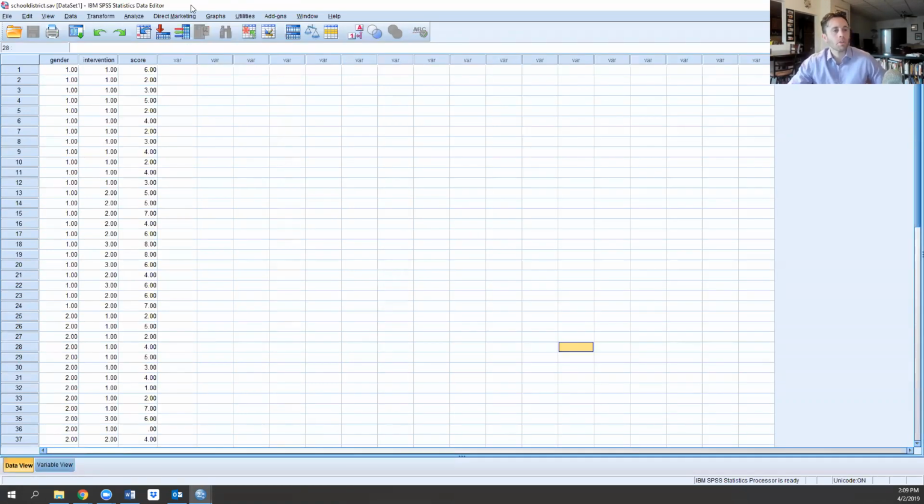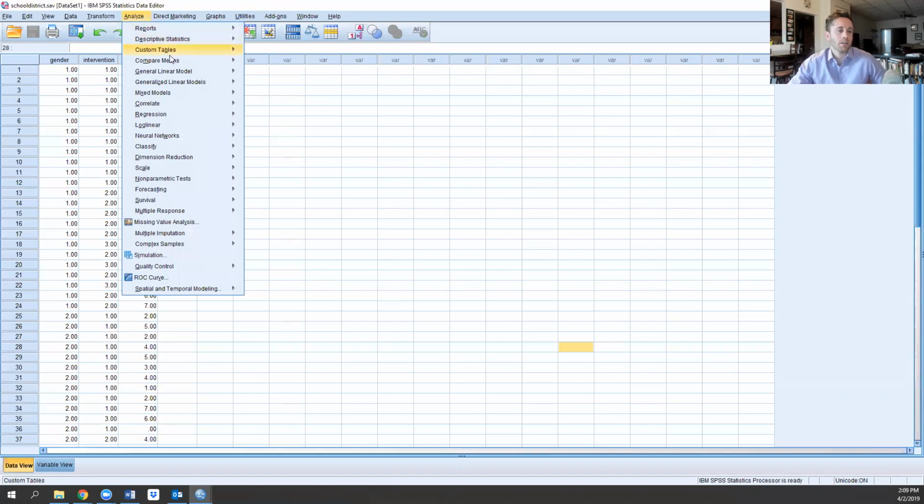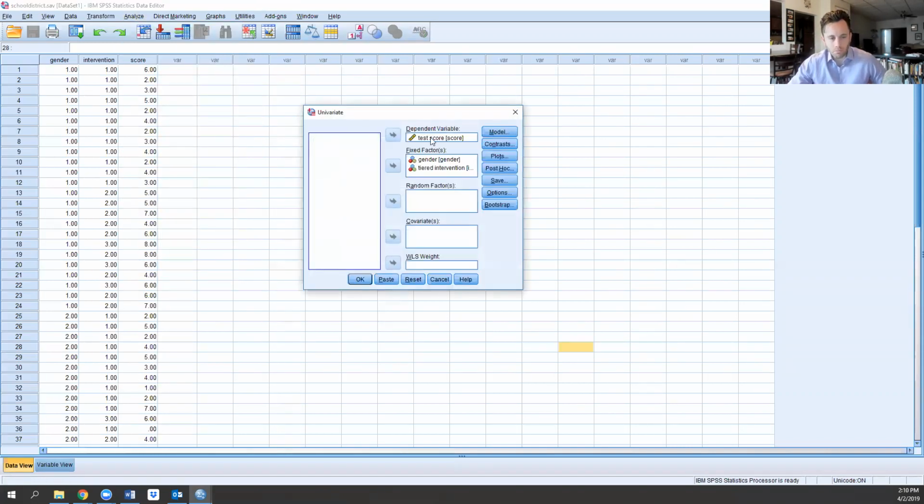So what we're going to do, we're going to go ahead into analyze, general linear model, and univariate in nature. I can move these back for you. We're going to be looking at the dependent variable. So what are the test score implications if we consider gender and if we consider those different levels of the tiered interventions? So that's all we want to include in these boxes here.